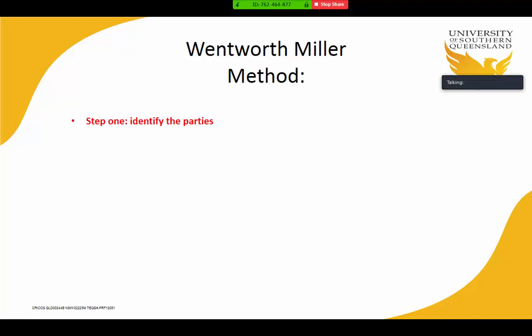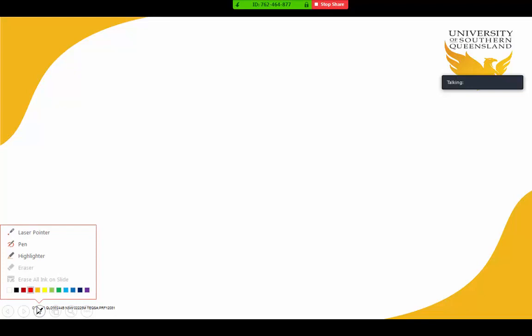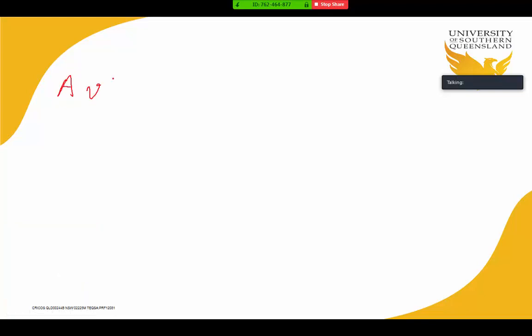Okay. Can someone give me the pairs? Whom do you think would go to court? Someone says A. A is going to go to court against C. Someone says A versus C.